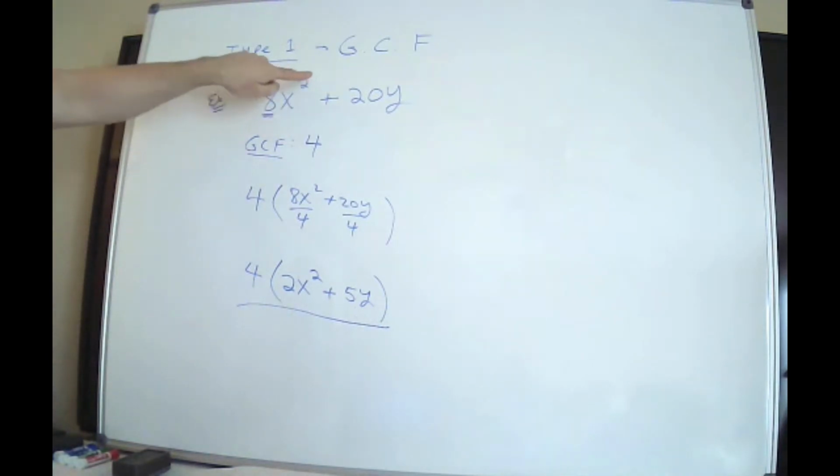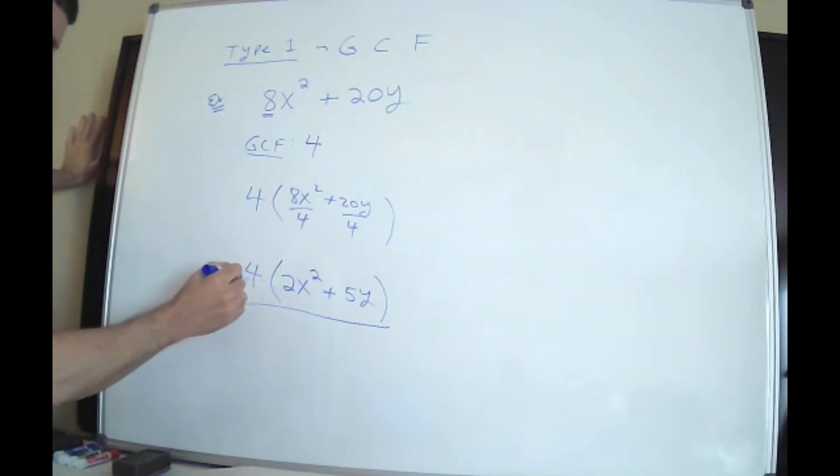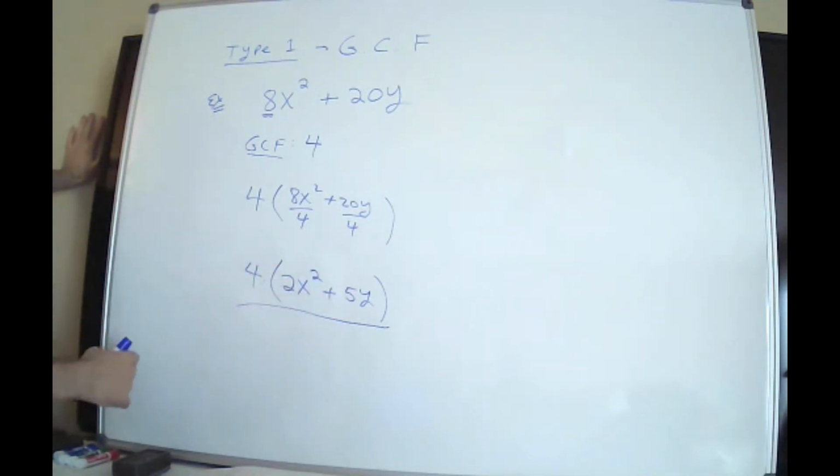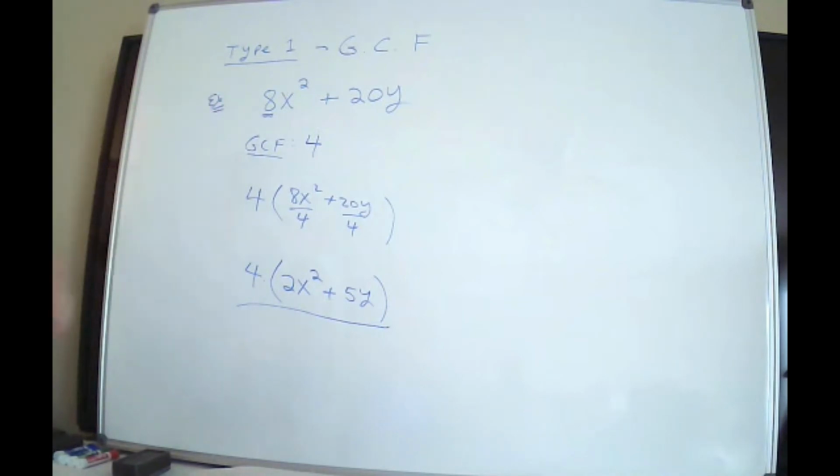I took the bigger thing and I wrote it as a product of two smaller things, right? This is 4 times that, and then 4 times that. 4 times 2 is 8, x squared, right? 4 times 5 would be 20. So this is how you factor with the greatest common factor.